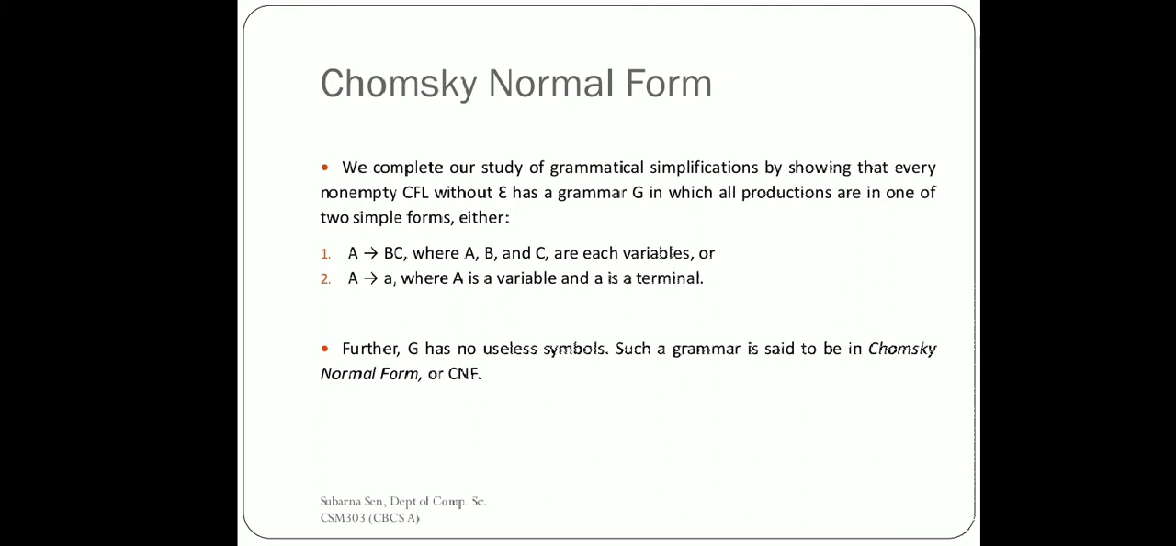So again, we have learned all this: Chomsky normal form allows only these kinds of productions. Whatever production rules are given in the grammar, we have to convert them into this form. That is, one variable can derive two variables, that is A deriving BC here, or a variable can derive a single terminal. Other than these two types of productions, no other productions are allowed in Chomsky normal form. Fine.